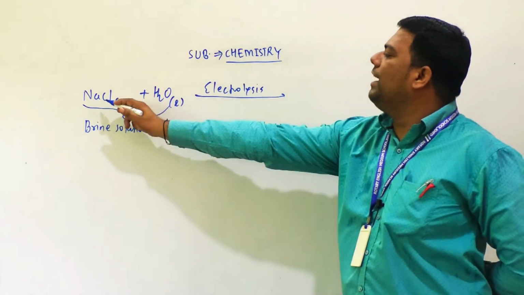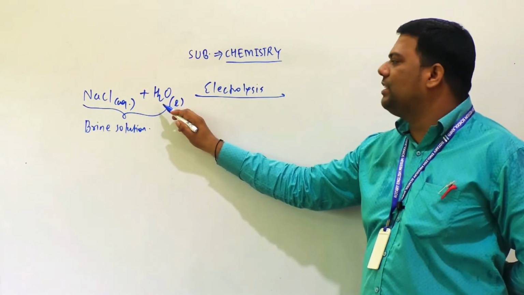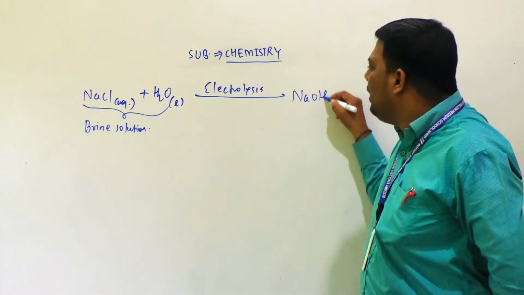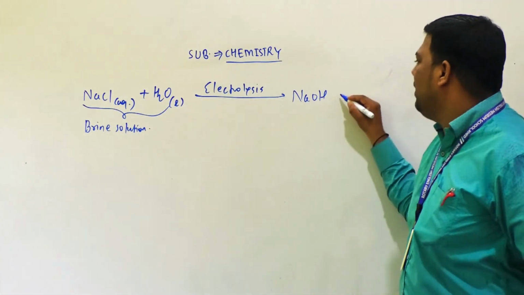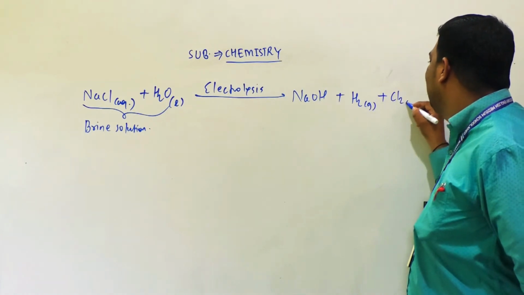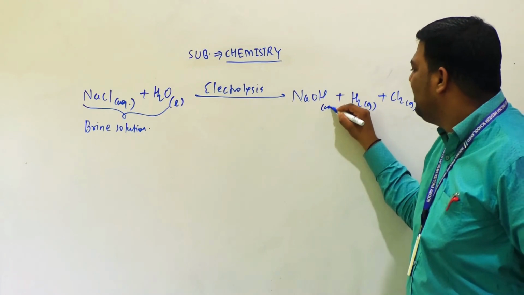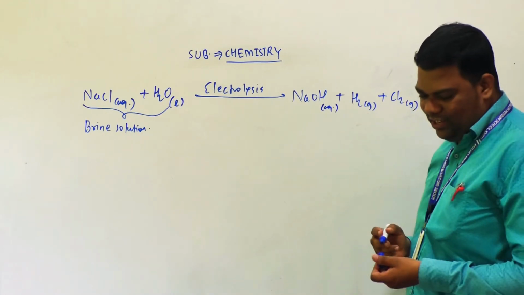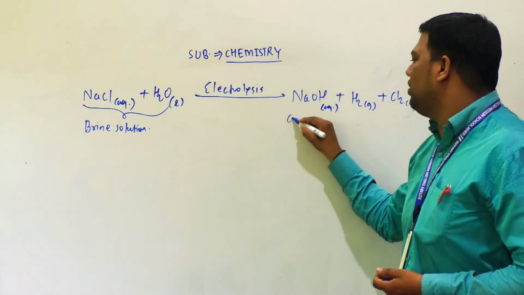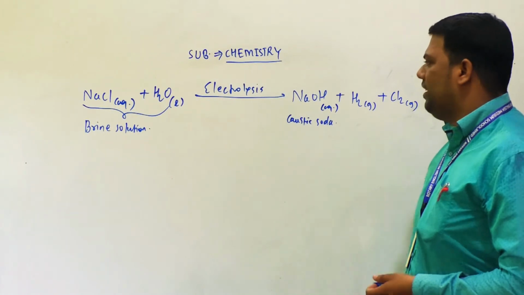As you know, we have Na+, and H2O breaks into H+ and OH- ions. So you will get NaOH, plus H2 gaseous, plus Cl2 gaseous. Understood? Here you mainly get caustic soda.